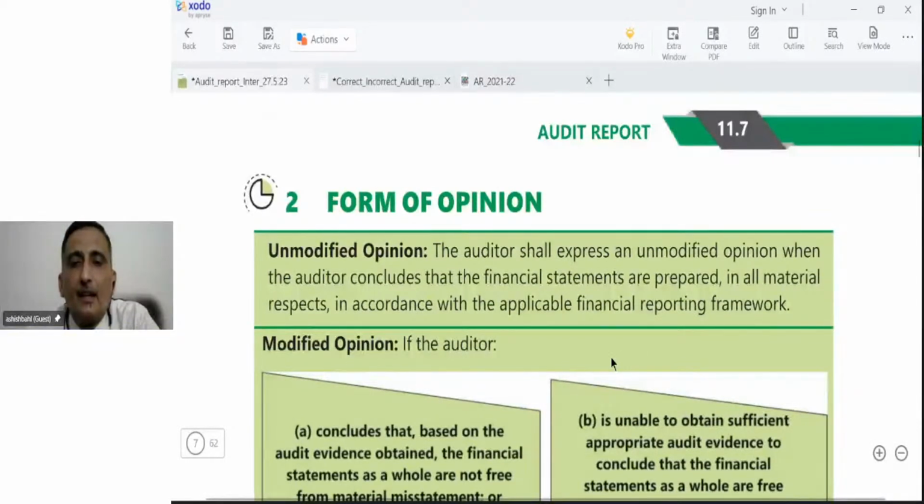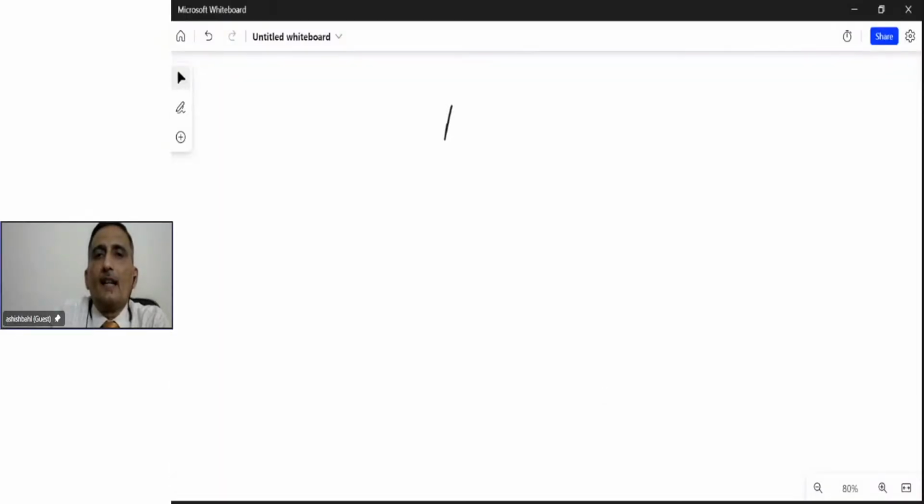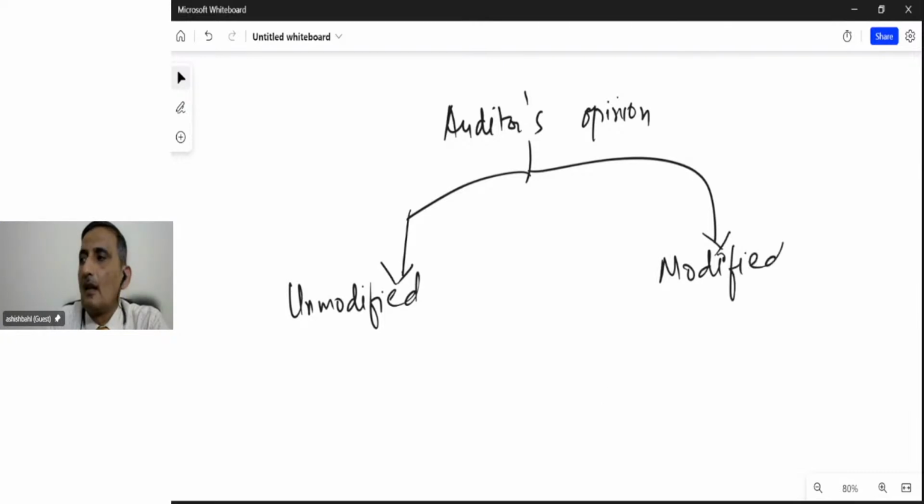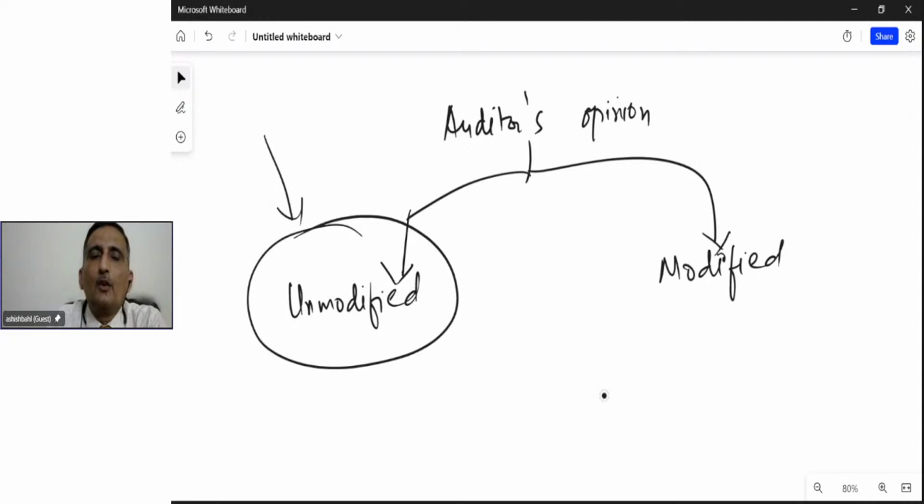Now let us understand it first generally. So students, auditor's opinion is of, you can say, mainly it can be categorized into two types. One is unmodified and one is modified. Unmodified, I have already told you that when he concludes on the basis of audit evidence that financial statements have been prepared in accordance with applicable financial reporting framework in all material respects.